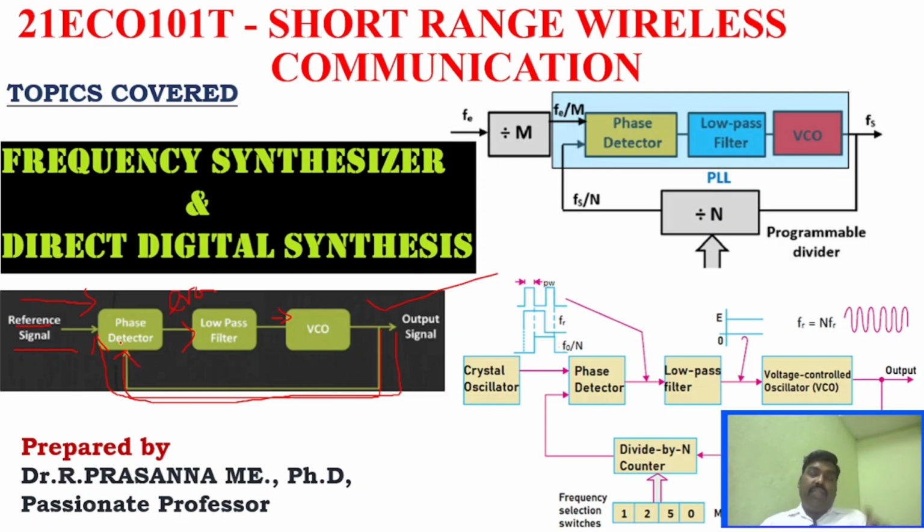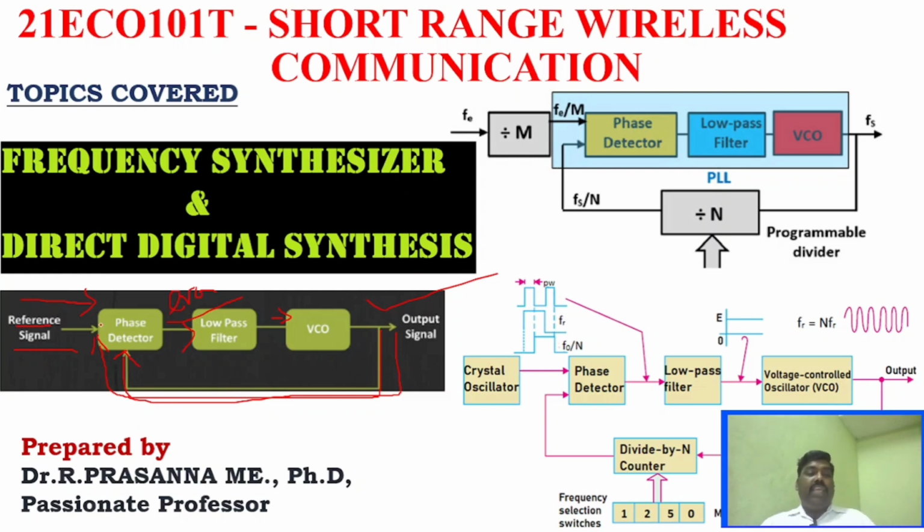Based upon the phase difference between these two signals, an error signal will be generated, right? And that error signal will be filtered, and then it will be given to the VCO, where it acts as a control signal to control the VCO. Now, based upon this control signal, the VCO will generate the output signal, right?